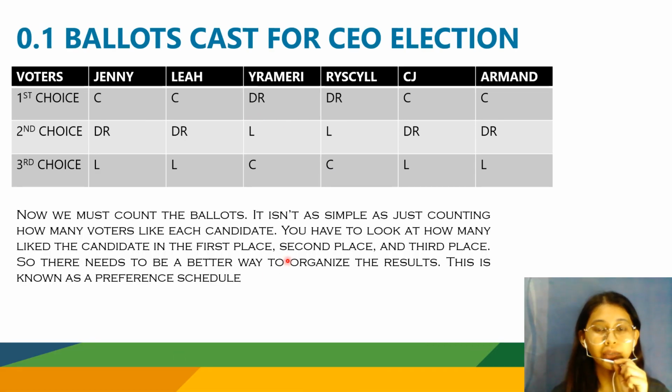This is also the same as the previous slide, where Johnny, Leah, and others have the same and different votes on their first, second, and third choice. Now, we must count the ballots. It is not as simple as just counting how many voters like each candidate. You have to look at how many like the candidate in their first place, second place, and third place. So we need a better way to organize the result. This is known as a preference schedule. We will learn what a preference schedule is on the next slide.